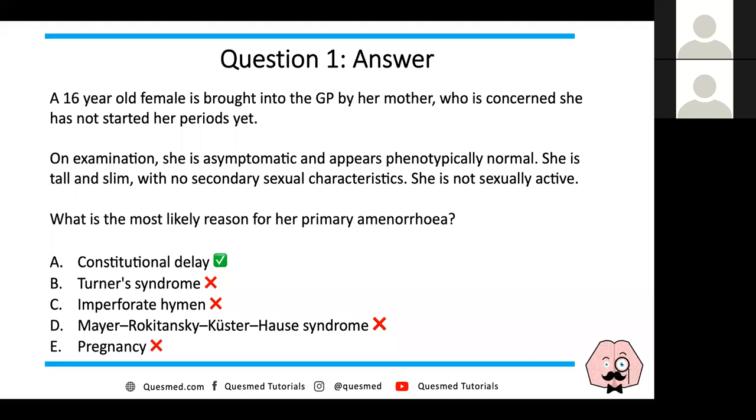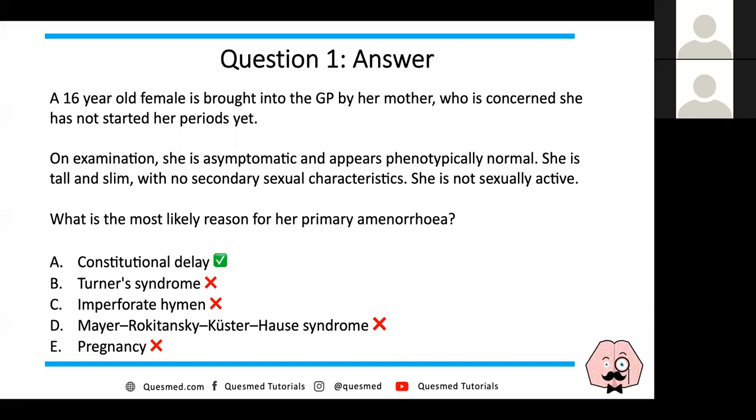Now, teenagers with an imperforate hymen would have normal secondary sexual characteristics. So they'd have things like breast development, they would have things like pubic hair, but they wouldn't have actual bleeding. And often these girls will have cyclical pelvic pain because they are still having a period, the blood is just not getting out of the vagina. And a simple pelvic examination would be able to rule this out.